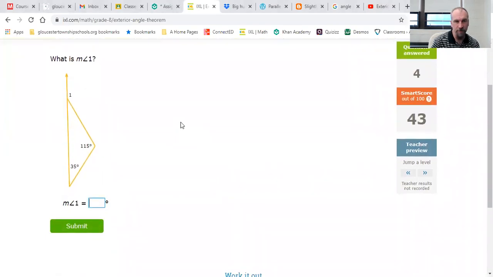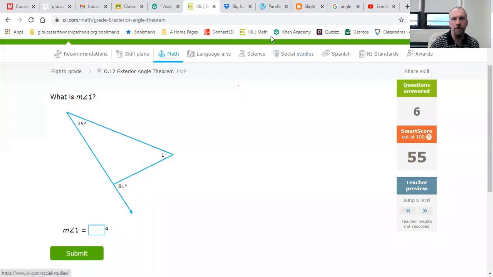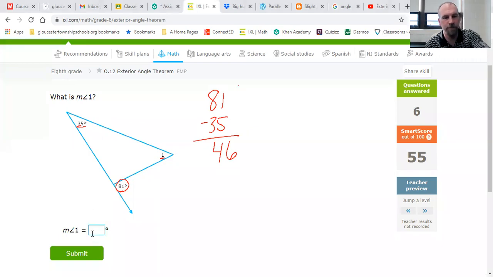Let's see one where that doesn't happen. Here we go. So they give me the exterior angle is 81, and the two remote interiors are 35 and our missing angle we're trying to find. So the 35 and the angle 1 measure will add to make 81. So I'll subtract 81 and 35 to find the missing angle measure. 81 minus 35, that's a 6, that's a 4, and it looks like my answer is going to be 46 degrees.